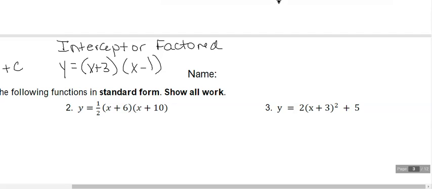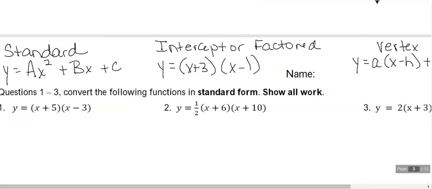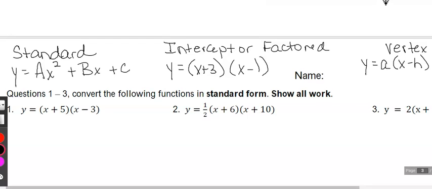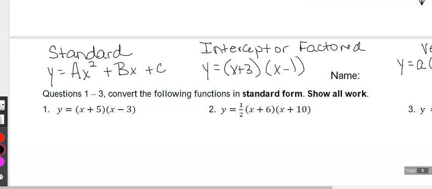And then the last one we did was vertex form, which is y equals a times x minus h squared plus k. Okay, so those are the three forms that we did, and the last lesson was converting from one form to another. And that's what we're doing for 1 through 9. Let me get a different color here.